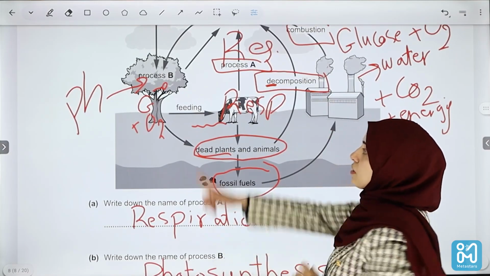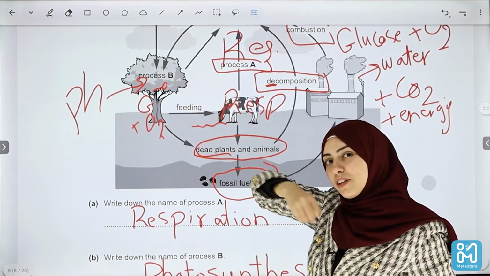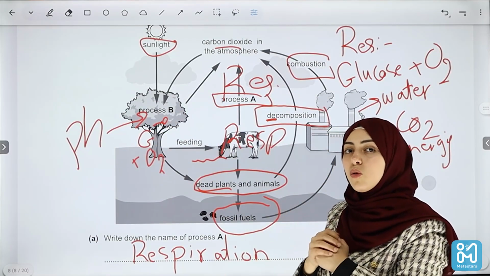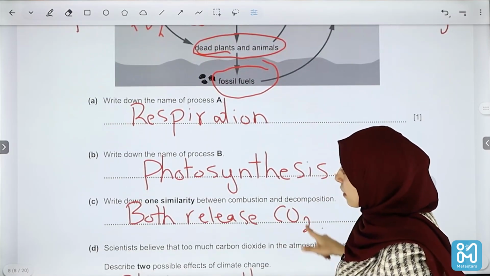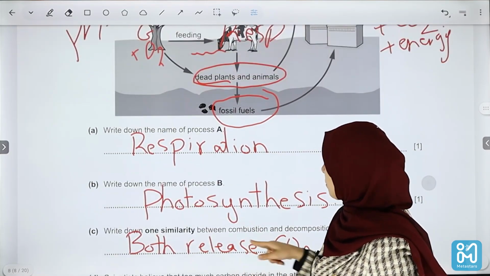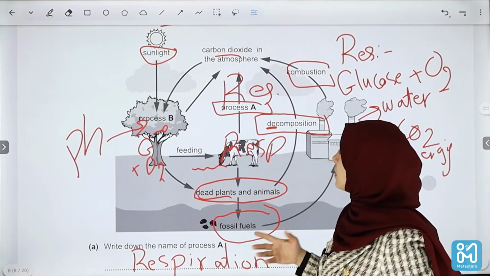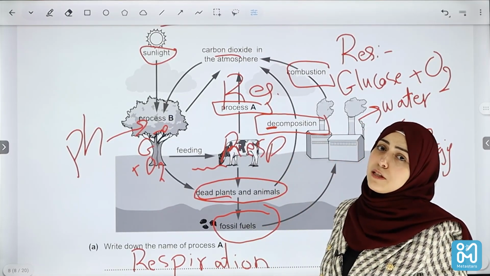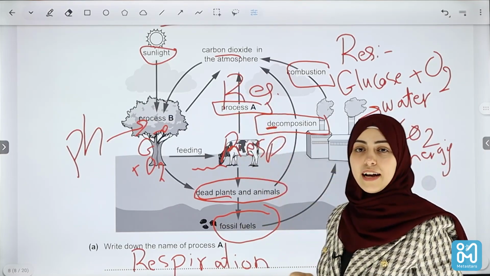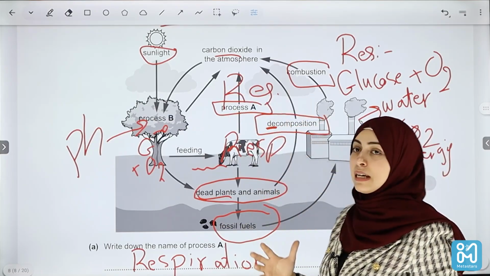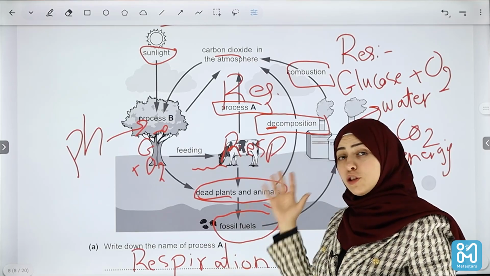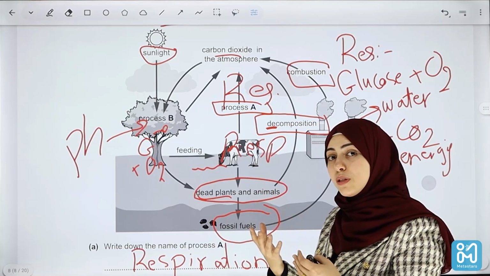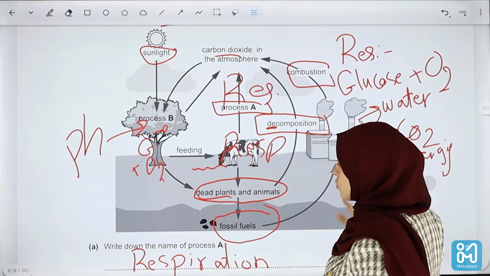Write down the name of process B, where the plant takes the carbon dioxide from the atmosphere, where the plant takes the sunlight. This process is called photosynthesis. Write down one similarity between combustion and decomposition. What do you think? Decomposition will break down the dead bodies of plants and animals to produce carbon dioxide to the atmosphere. Combustion is the burning process to produce carbon dioxide to the atmosphere. So both of them produce carbon dioxide back to the atmosphere.